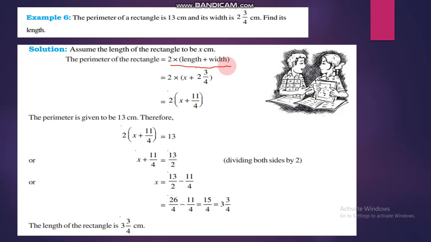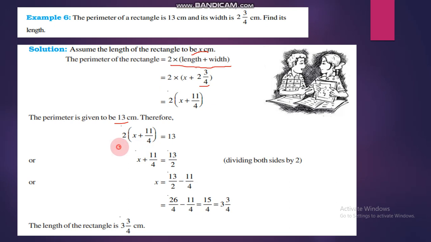Now we don't know the length of the rectangle, so let's assume it as x. So the value of length is x plus 2 and 3 upon 4. Now convert this mixed fraction to a fraction, we get 11 upon 4. Now it is given that the perimeter is 13 centimeters.